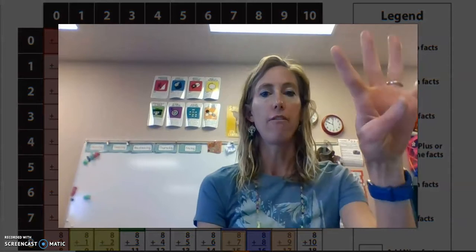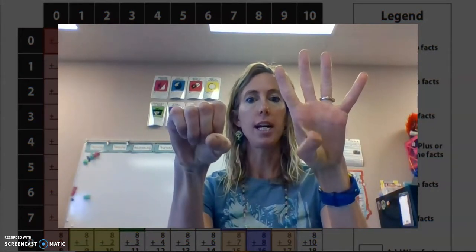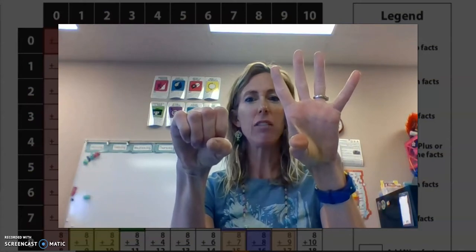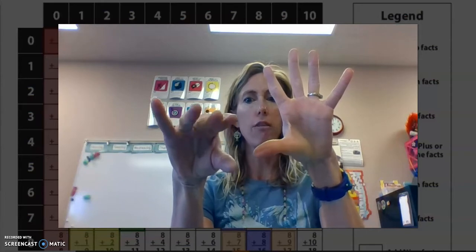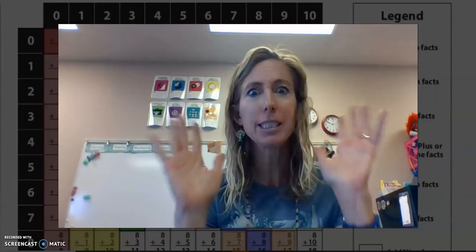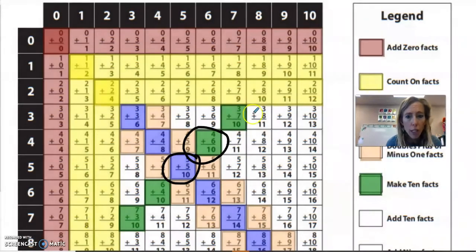If I check out another Make 10 fact, 4 and 6. Check it out. If I have 4, right? How many fingers do I have down right now? I have 6 fingers down, 5 and 1 more. If I add on 6 more to 4, I'm going to have 10. This is a Make 10 fact, okay? So it's really good to know those off the top of your head.